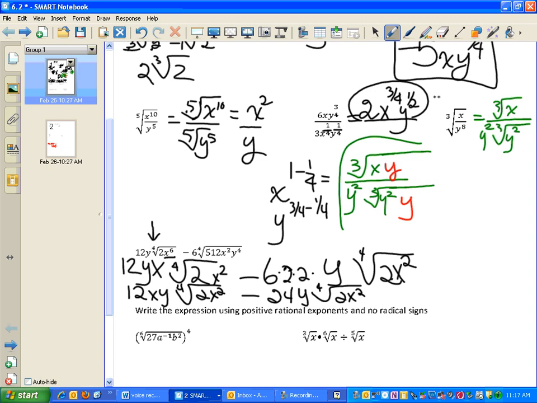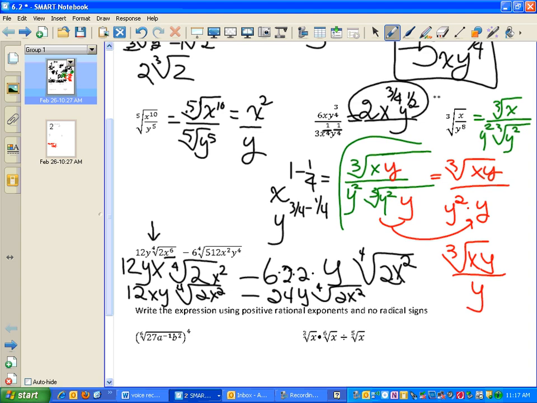Okay? So now, up top, I get the cubic root of xy. Would you agree? And down below, I have this y squared. And this one is going to give me another y. This gives me that. So see how I just lost the root in the denominator? All right? So hold on, I'll do it again.